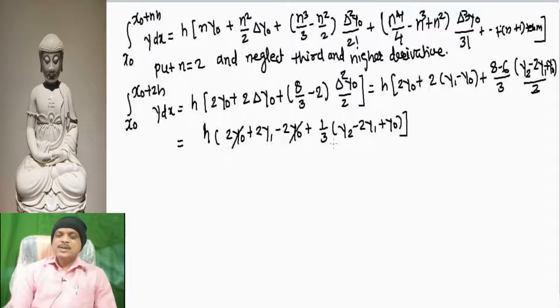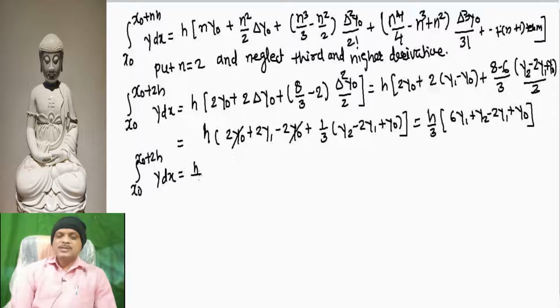So 2y0 will get cancelled. Now taking LCM as 3, this is equal to h divided by 3 into [6y1 plus y2 minus 2y1 plus y0]. So the integration from x0 to x0 plus 2h of y dx equals h by 3 into [y0, as the first term, plus 6y1 minus 2y1, which gives 4y1, plus y2].